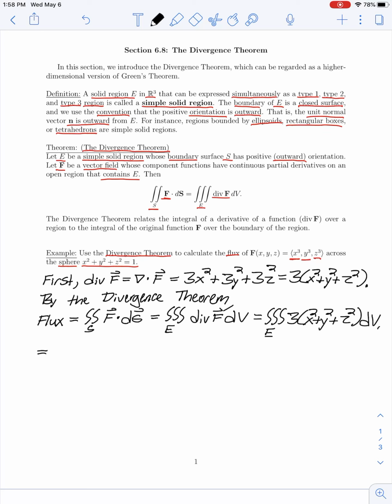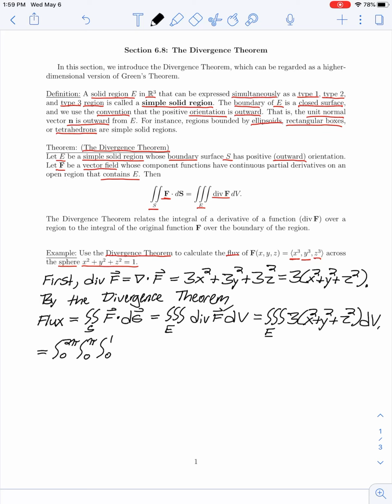So setting this up as an iterated integral in terms of spherical coordinates, our outer integral with respect to theta would be from 0 to 2 pi, since we want a full rotation around our sphere. Our second integral with respect to phi would be from 0 to pi. We want the full sphere, so moving from the positive z-axis to the negative z-axis, moving from one pole of the sphere to the other. And then our innermost integral with respect to rho would range from 0 to 1, since this was a unit sphere, a sphere of radius 1.